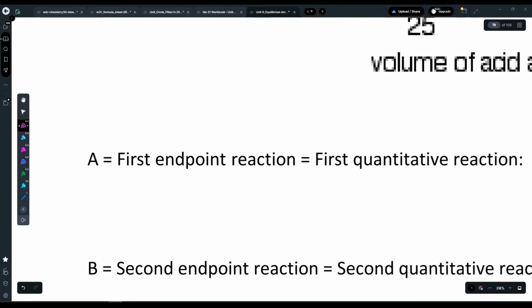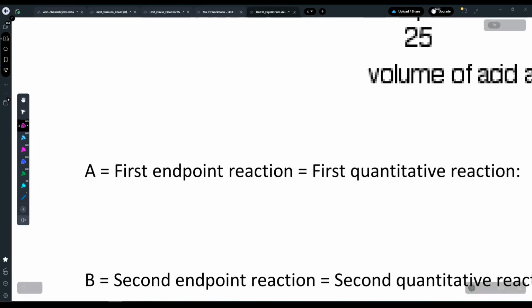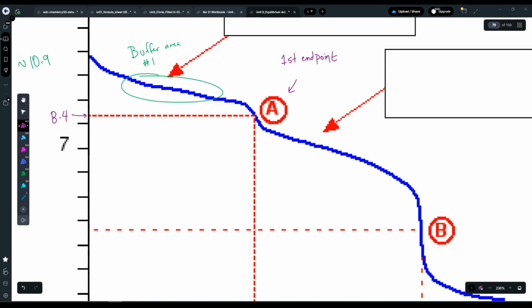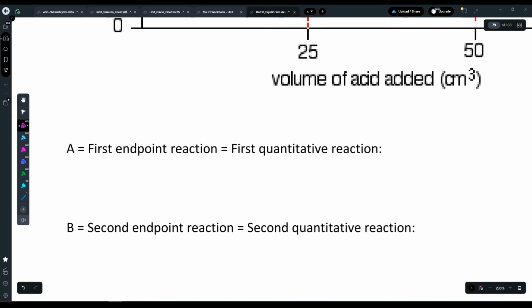So what this first endpoint reaction is going to look like is very similar to what we wrote for the buffer reaction, except instead of an equilibrium arrow, it's going to be a quantitative arrow, because endpoints indicate that you have a quantitative reaction happening at that point.